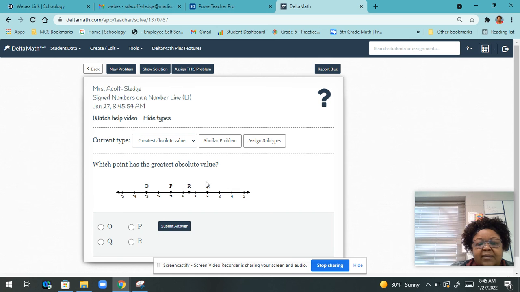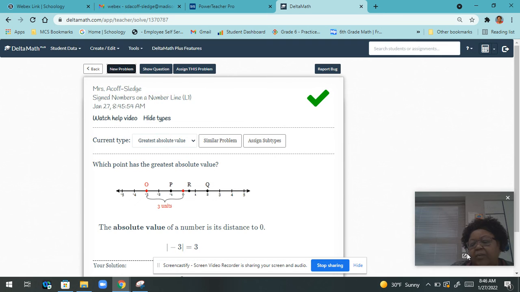And we did a greatest absolute value. But again, let's do it again. Which number is furthest away from zero? That's 2 units away. That's 3 units away. So it would be point O. All right, hope that helps.